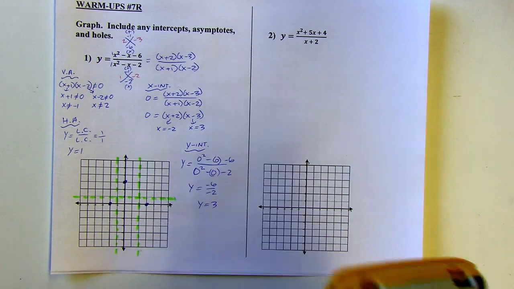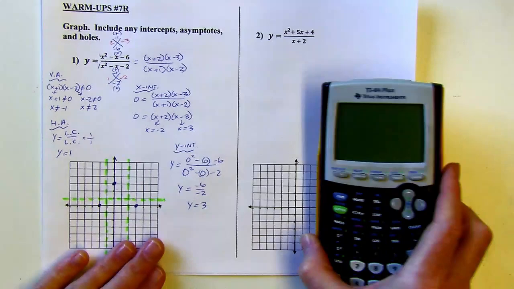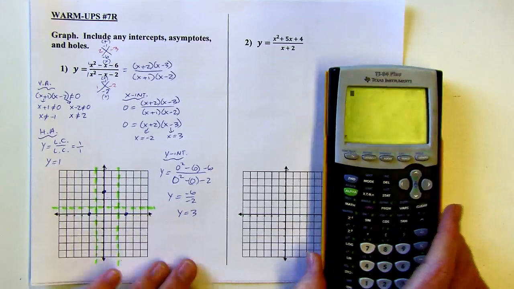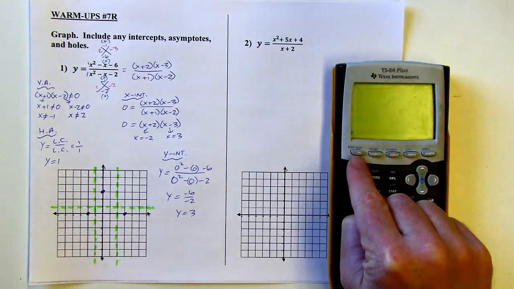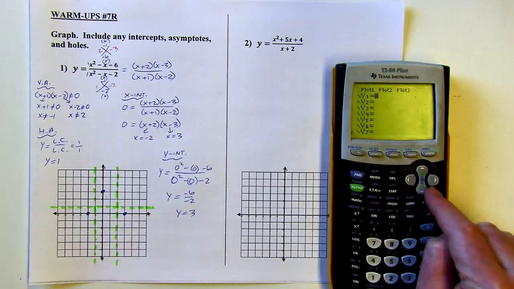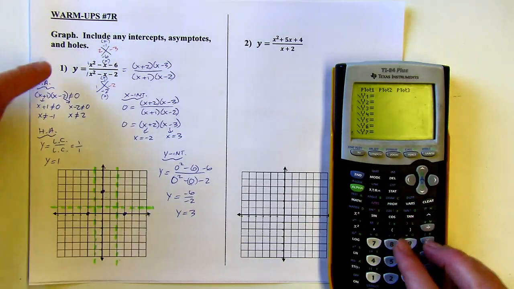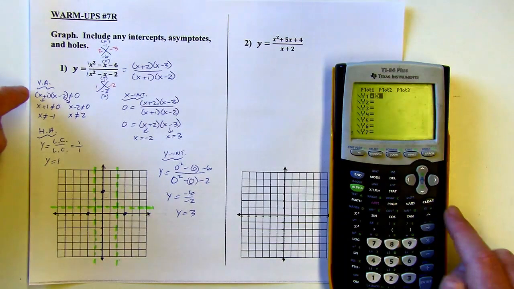Now, I'm going to just graph this on a graphing calculator and see if everything I've done jives with what the calculator says. So I'm going to the y equals button. Don't have anything in there, but if I did, I'd clear it. Okay, so x squared.